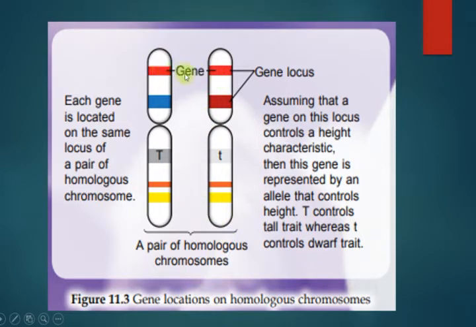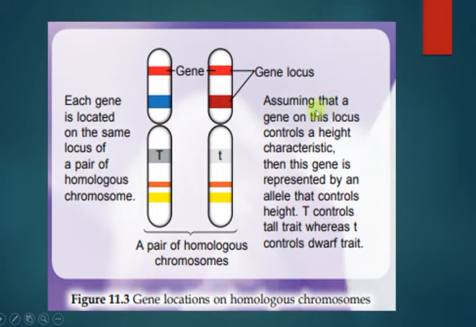So this refers to the gene. The gene is located on a specific location we call the locus. So this is referred to as the gene locus. Each gene is located on the same locus, the same position, on a pair of homologous chromosomes.